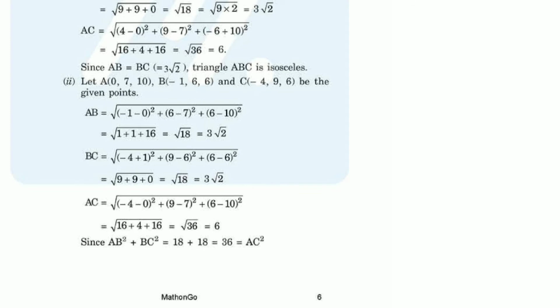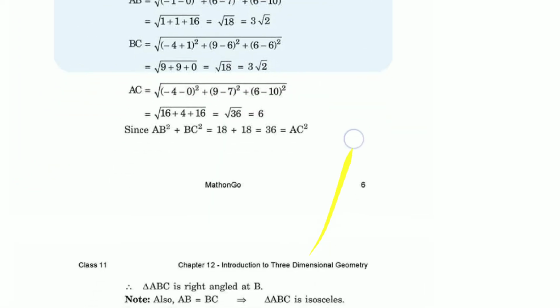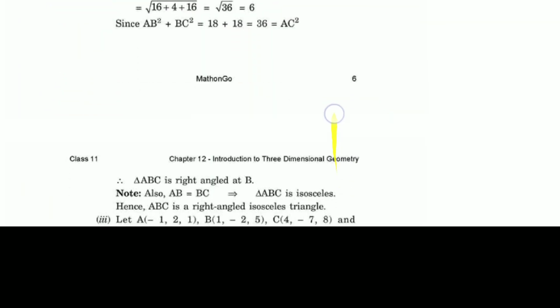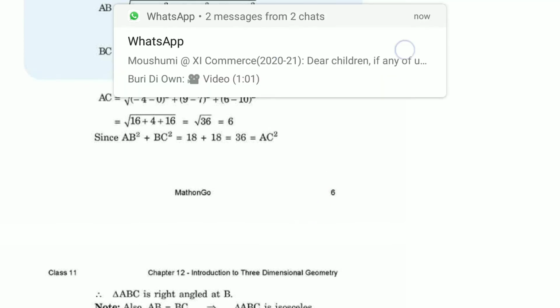AB square plus BC square, the calculated values, we add them up and we get the answer 36, which we find is equal to AC square. Hence, Pythagoras theorem is proved and we show that it is a right angle triangle. Okay, so this was question number 3.